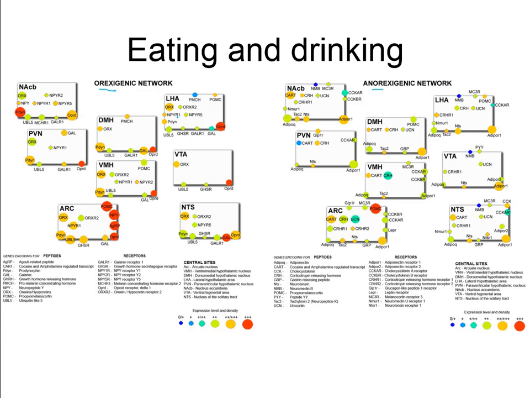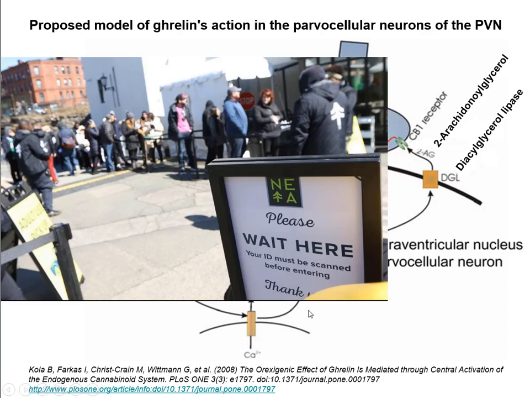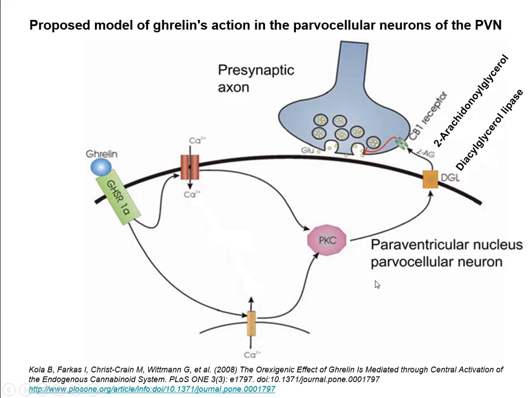When we think about how these interact, this is a figure from a paper, it's a little while ago, but some of these circulating hormones, like ghrelin, activate a receptor, they gate calcium, activate PKC, which activates the lipase that generates arachidonoylglycerols. Those are endogenous cannabinoids that work on presynaptic cannabinoid receptors, okay? So that's critically involved, as most people know, in gating hunger.